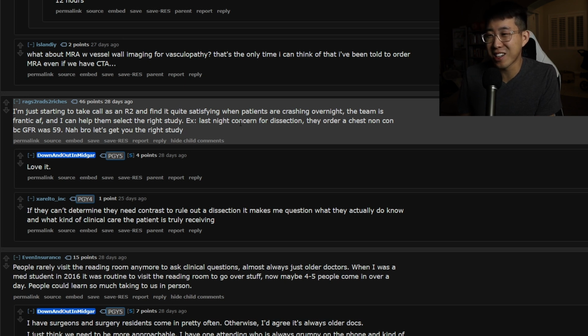Example, last night, concerned for dissection, they ordered a non-contrast chest CT because GFR was 59. Nah, let's get you the right study. Obviously in this case, they need the contrast CT. Even if this person's GFR was 20, if you're concerned for dissection, you have to order the CT scan with contrast to rule out dissection, because aortic dissection can be immediately fatal. So even if their GFR is poor, you need to order the CT scan with contrast.